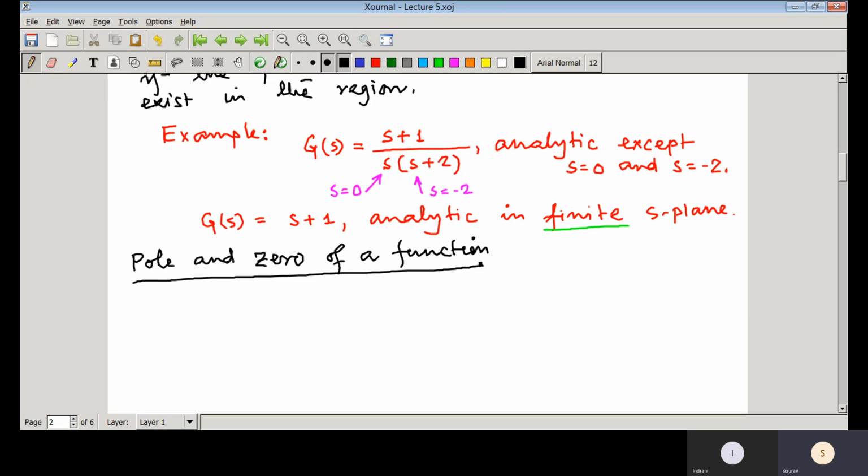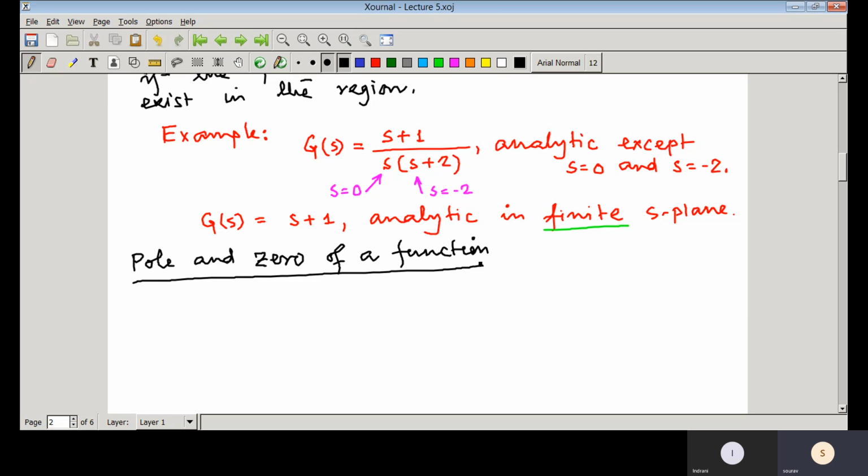If a function, so let a function gs be analytic and single valued in the neighborhood of a point P. So that means if you take a point in S plane P, and if you consider the neighborhood of that P, and in the neighborhood of that P means excluding that point P, if the function is analytic and single valued, then it is said to have a pole of order R at s equal to P if limit s tends to P, s minus P whole to the power R gs is finite and non-zero.